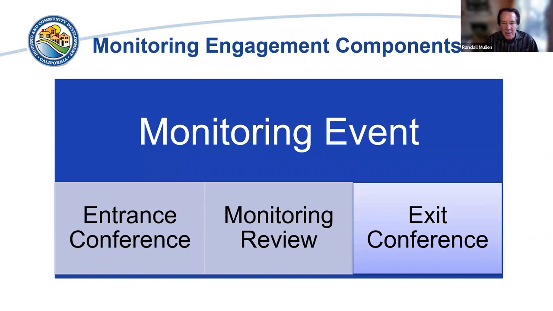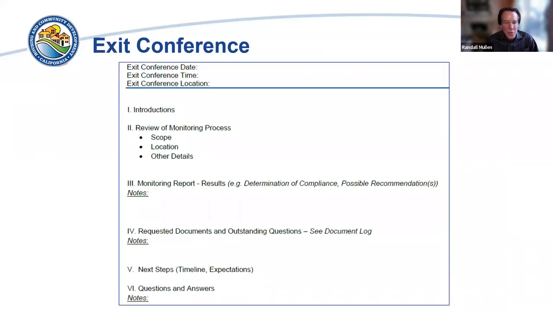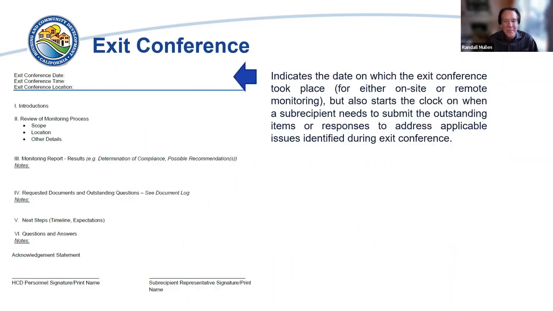Now we'll take a last look in the monitoring event components at the exit conference itself. Toward the end of the monitoring review, an exit conference is held, and this agenda is shared with the participants in that exit conference. This again is an exhibit within the monitoring plan, and we'll take a closer look at its elements next. It indicates the date on which the exit conference is taking place, either on-site or remote.